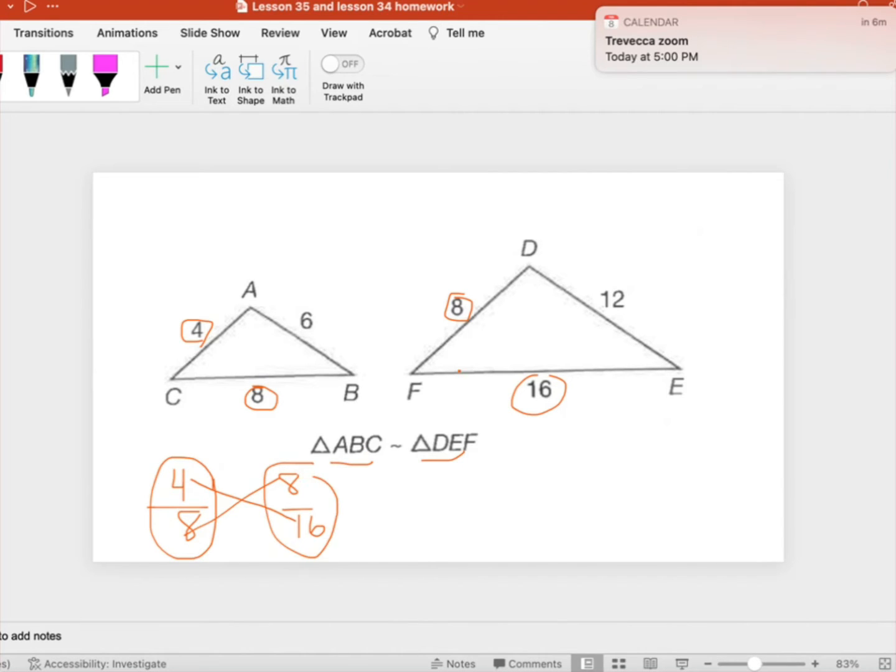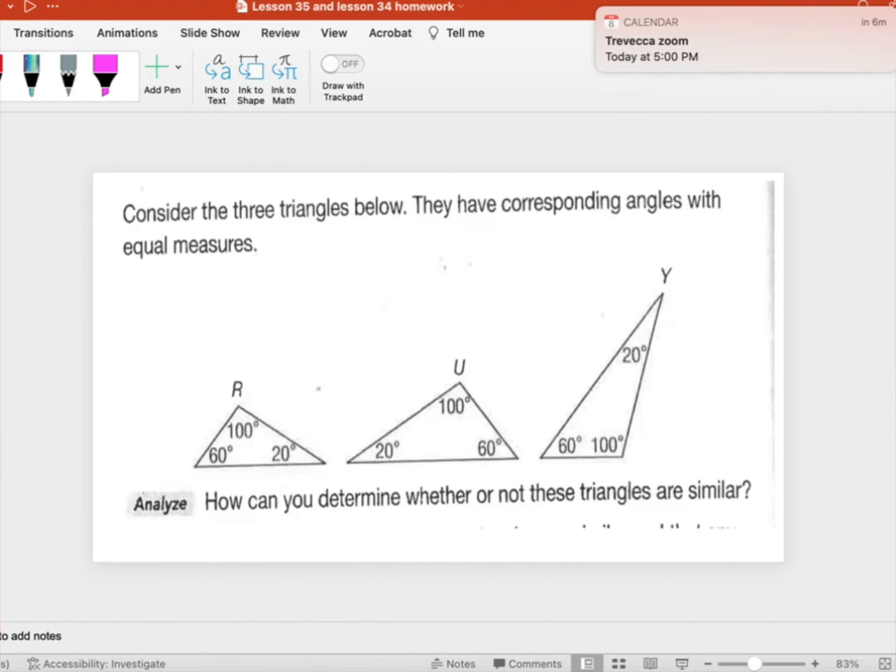Okay, so we can see that they are proportional. Because they are similar, that means that angle C must equal angle F, angle A must be the same measure as angle D, and angle B must be the same measure as angle E. They must be.